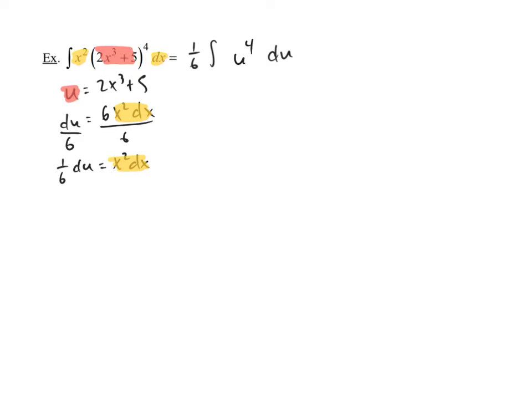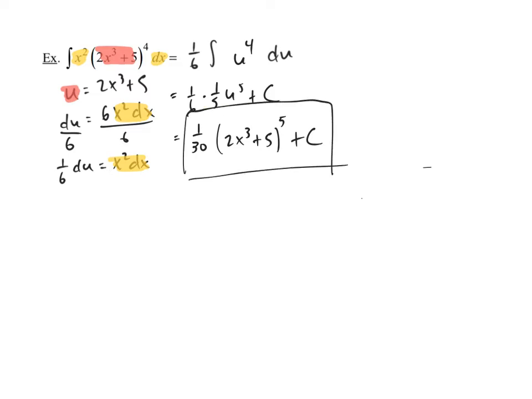And now this fits the bump up and divide rule. So the 1/6 is just going to hang out in the front, and then I'm going to multiply by the antiderivative of u to the fourth, which will be 1/5 u to the fifth plus c. And then multiplying together those constants gives me 1/30. Since this is an indefinite integral that started in terms of x, I'm going to finish it as a problem in terms of x. So 1/30 times 2x cubed plus 5 to the fifth power plus my c. And so this would be the final antiderivative, the final answer to this particular question.